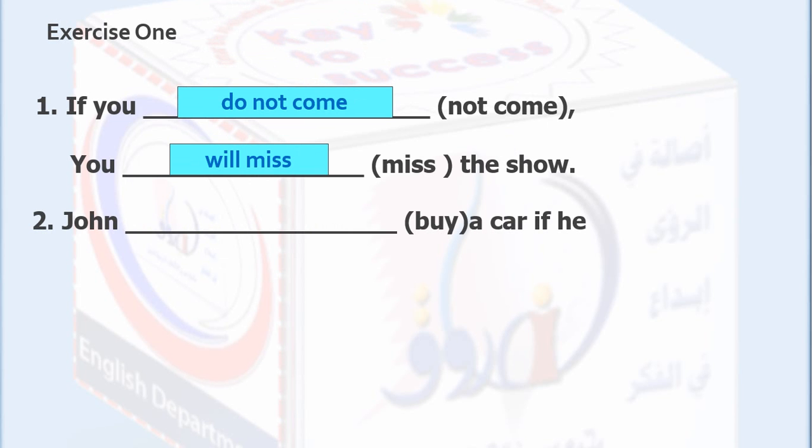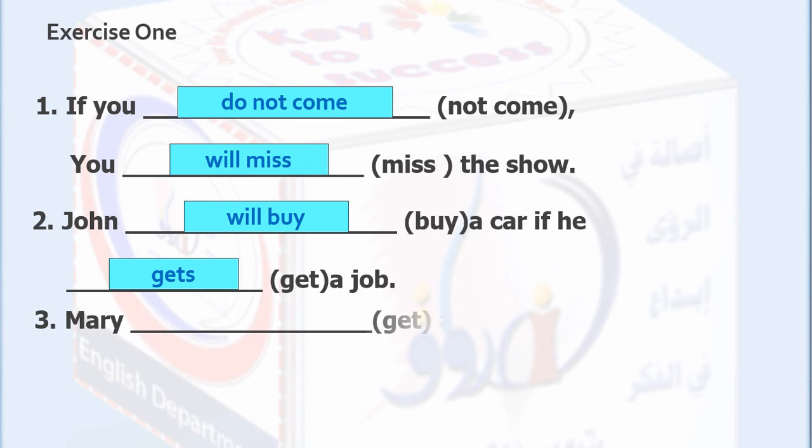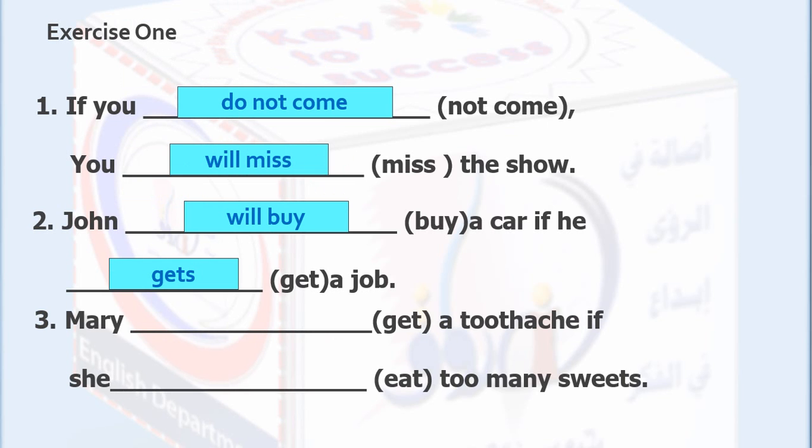Number 2. John, space, buy a car if he, space, get a job. Good. John will buy a car if he gets a job. Mary, space, get a toothache if she, space, eat too many sweets. Mary gets, she eats. Mary gets a toothache if she eats too many sweets.